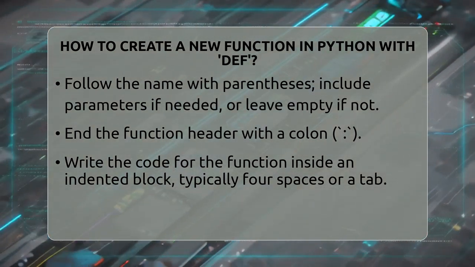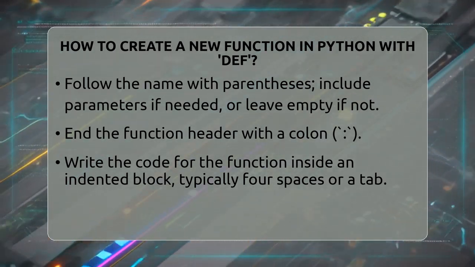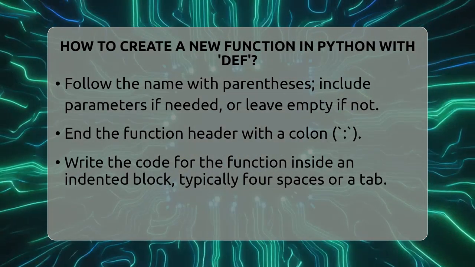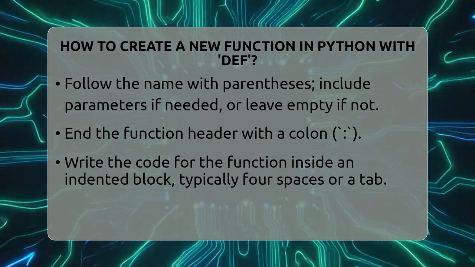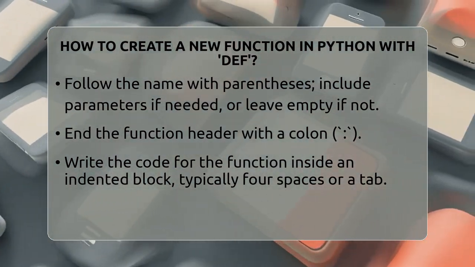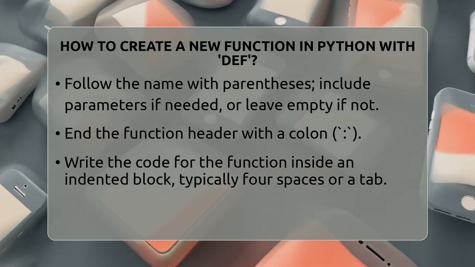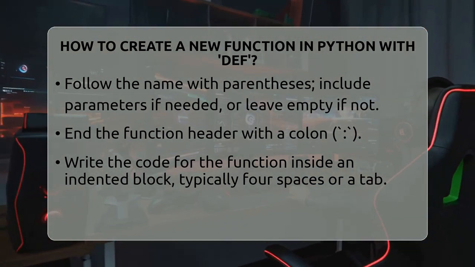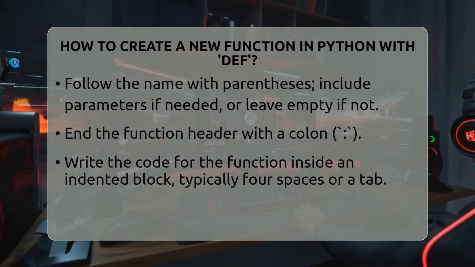The next step is writing the code that the function will run. This code must be indented, usually with four spaces or a tab. This indentation is very important because Python uses it to know which lines belong to the function. The indented lines are called the function body.